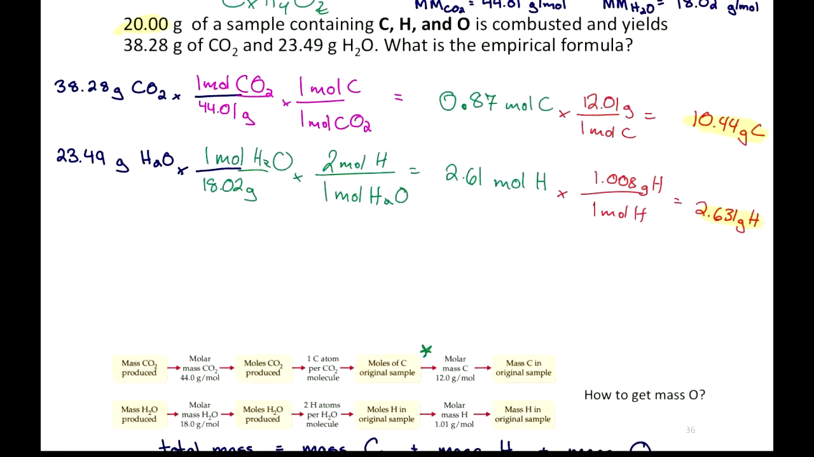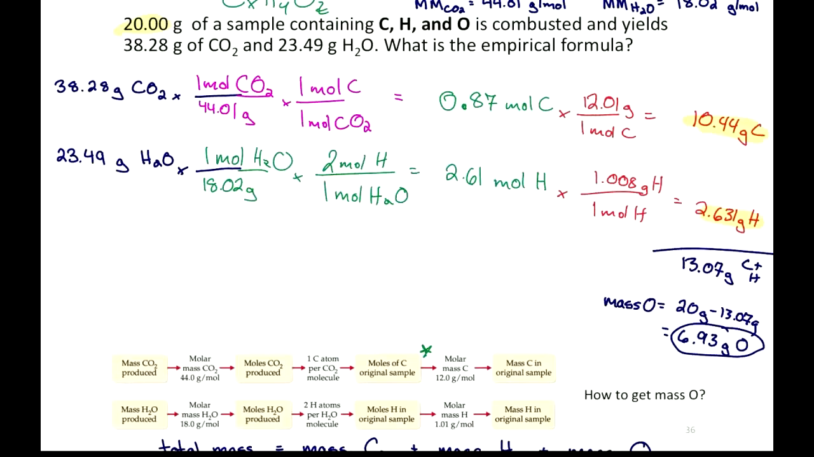All right, that's how we get moles of oxygen, is to basically figure out how much left in the sample is oxygen. All right, so if we add those two amounts together, that's 13.07 grams of carbon and hydrogen. So that means the mass of oxygen is equal to 20 grams, because that's what was given, minus that 13 number. All right, so that means our sample is 6.93 grams of oxygen.